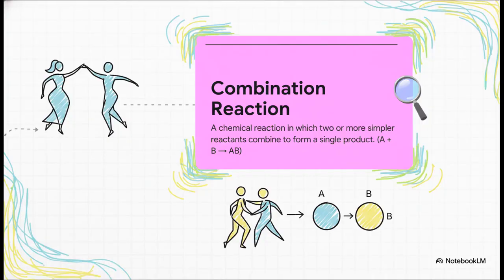And the pattern here is just beautifully simple. You've got reactant A plus reactant B, and they come together to form one single new thing, AB. It's like two solo dancers linking up to become a pair. It's chemistry's version of a partnership.